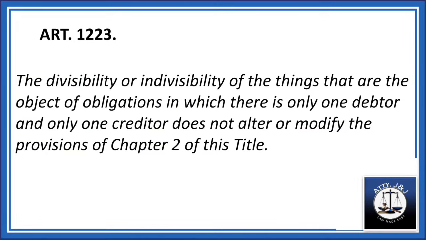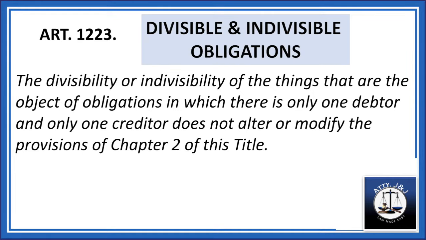Okay? So, Article 1223. The divisibility or indivisibility of the things that are the object of the obligations in which there is only one debtor and only one creditor does not alter or modify the provisions of Chapter 2 of this title. So, obviously, this provision talks about divisibility or indivisibility of the things that are the object of the obligations. So, ano nga ba yung ibig sabihin ng divisible and indivisible obligations?